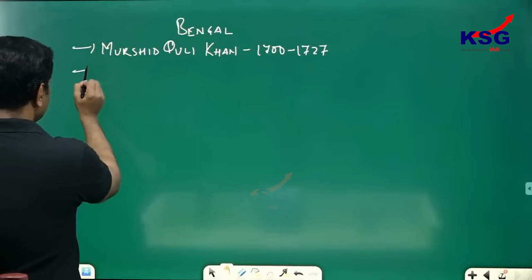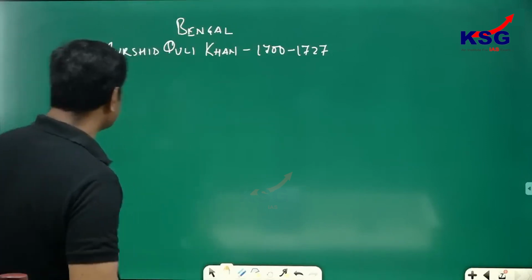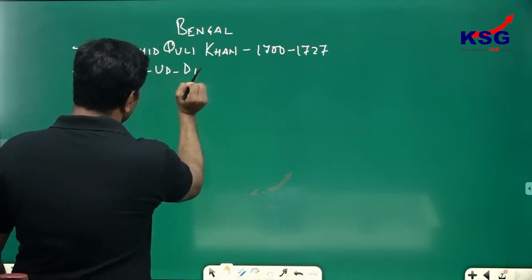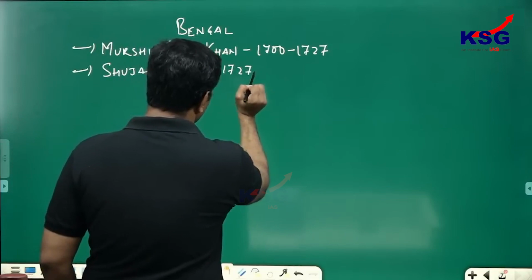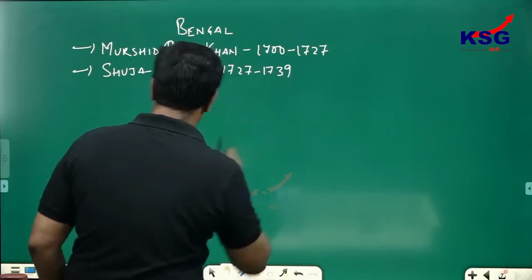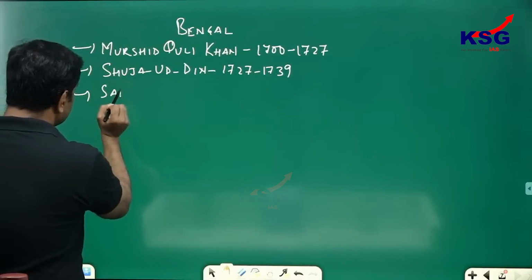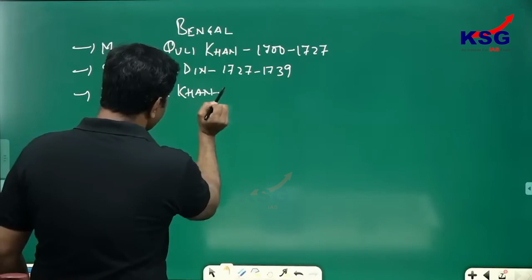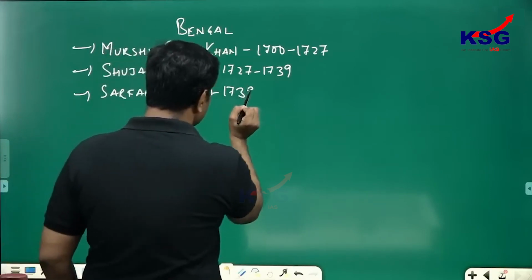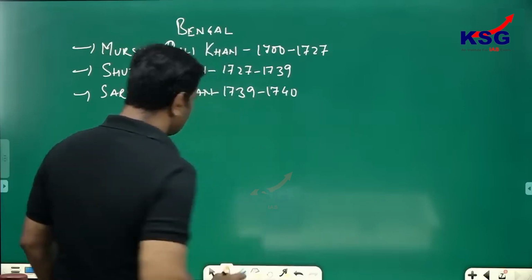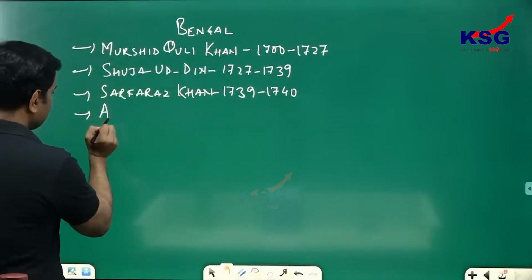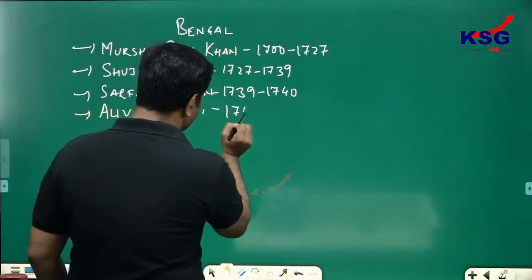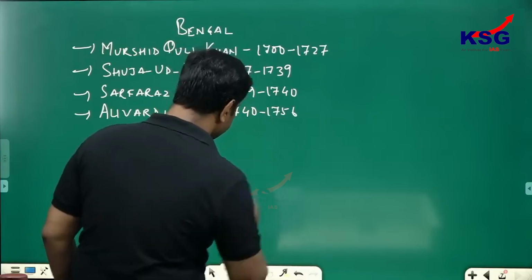Murshid Quli Khan was followed by another ruler known as Shujauddin, who ruled from 1727 till 1739. Shujauddin was followed by Sarfaraz Khan. He could rule only for less than 1 year, 1739 to 40, and Sarfaraz Khan was assassinated by a powerful ruler, Aliwardi Khan, who remained as ruler from 1740 to 1756.